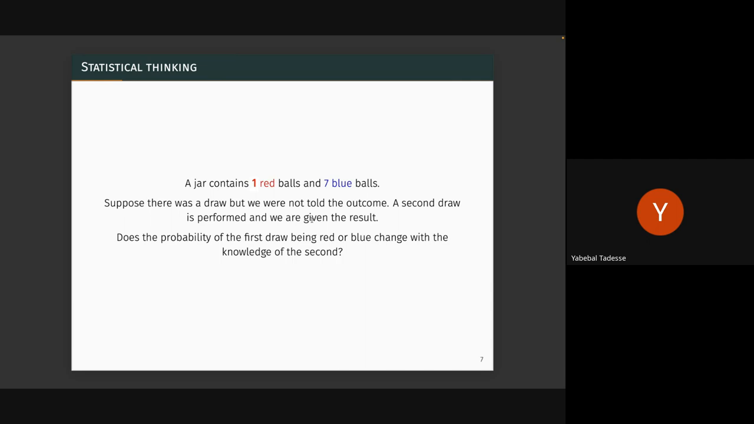So maybe let's ask others what their opinion is about the Monty Hall problem. Tamaskan, you can go ahead. So I want to ask why door number C is 66% and not door number A.